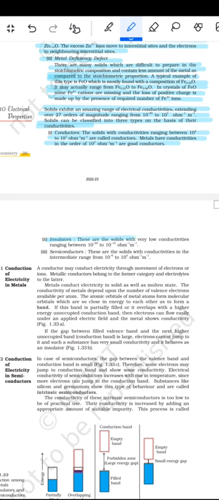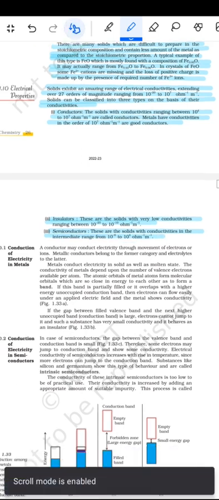Insulators, these are the fluids with very low conductivity ranging from 10 के power minus 20 to 10 के power minus 10 per ohm per meter. Or semiconductor. So these are the fluids with conductivity in the intermediate range of 10 के power minus 6 to 10 के power 4 ohm per meter.